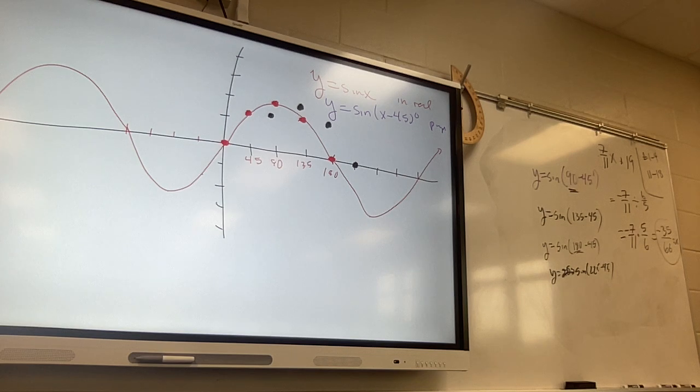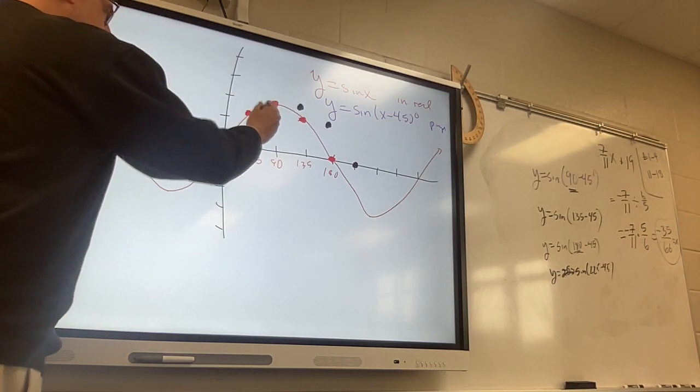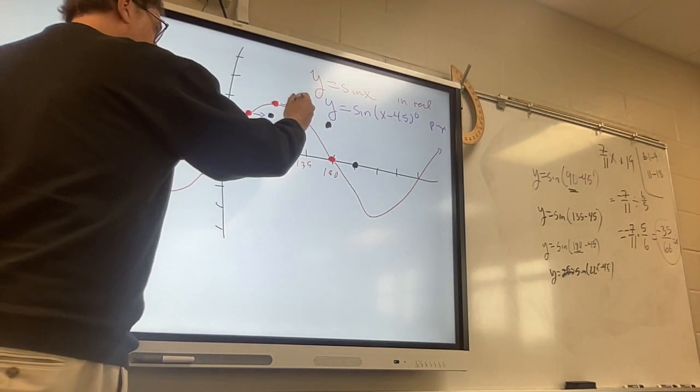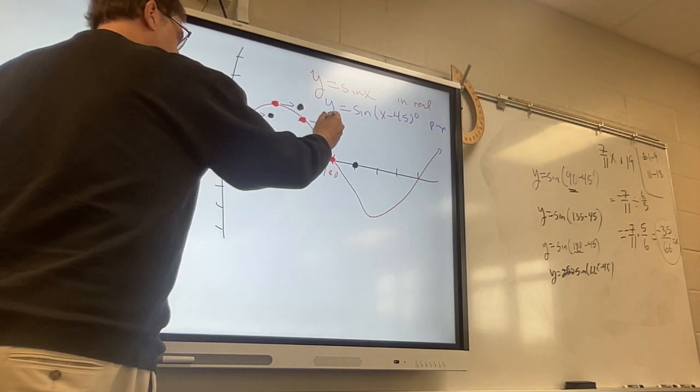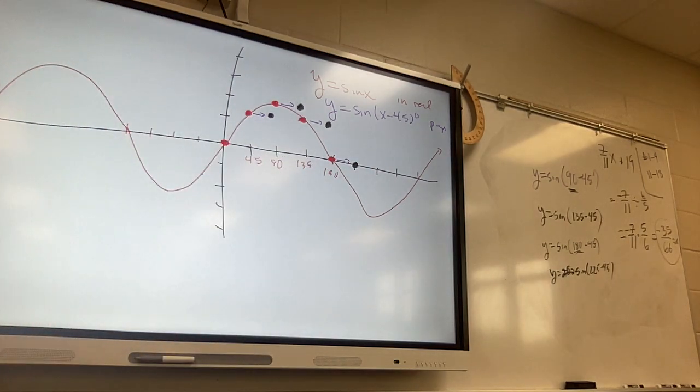Please just watch what I'm doing now. From the red dot to get over to the black dot, I seem to go over that direction. From this red dot, I go over that direction. Don't do these little arrows. Does it appear as if this graph has possibly been picked up and just moved over 45 degrees? Does it appear to that possibility?